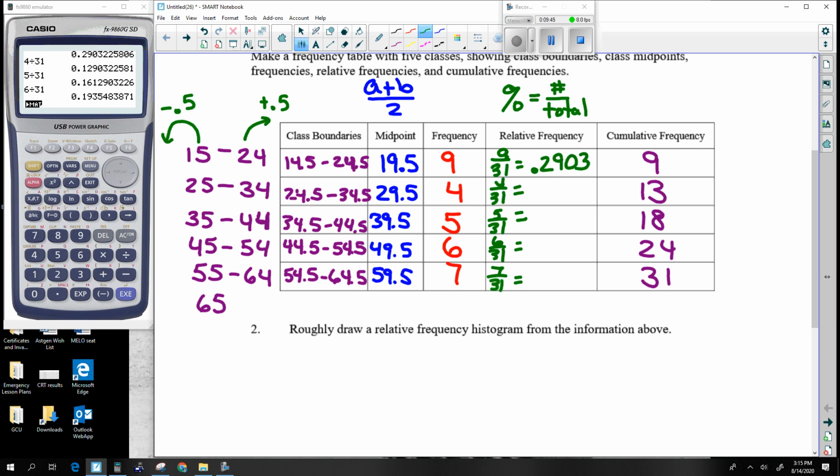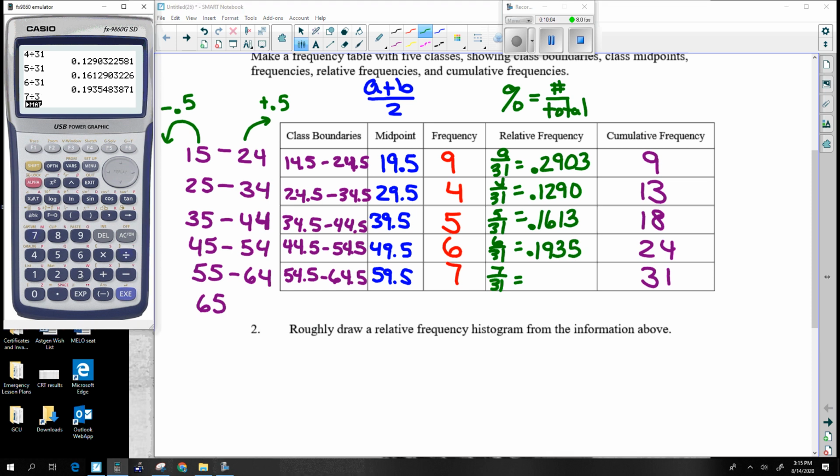2903. 1290. 1613. 1935. And then 7 out of 31, 2258.